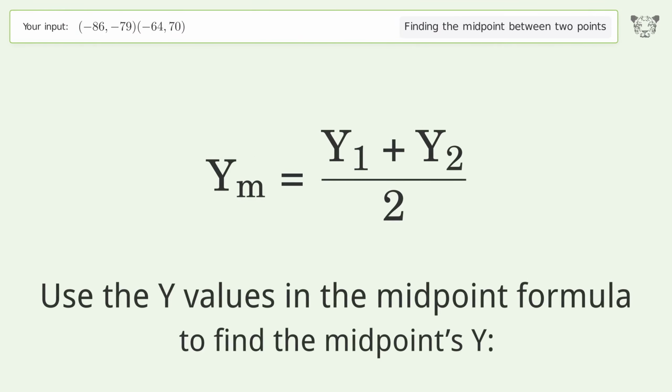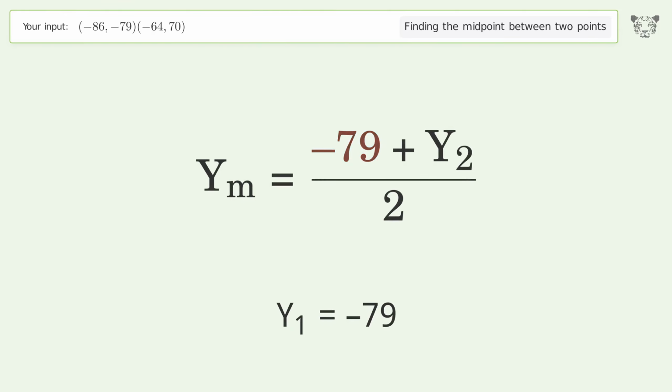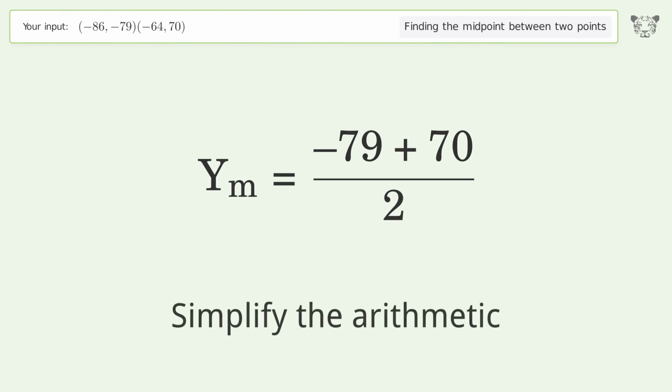Use the y values in the midpoint formula to find the midpoint's y. y1 equals -79. y2 equals 70. Simplify the arithmetic.